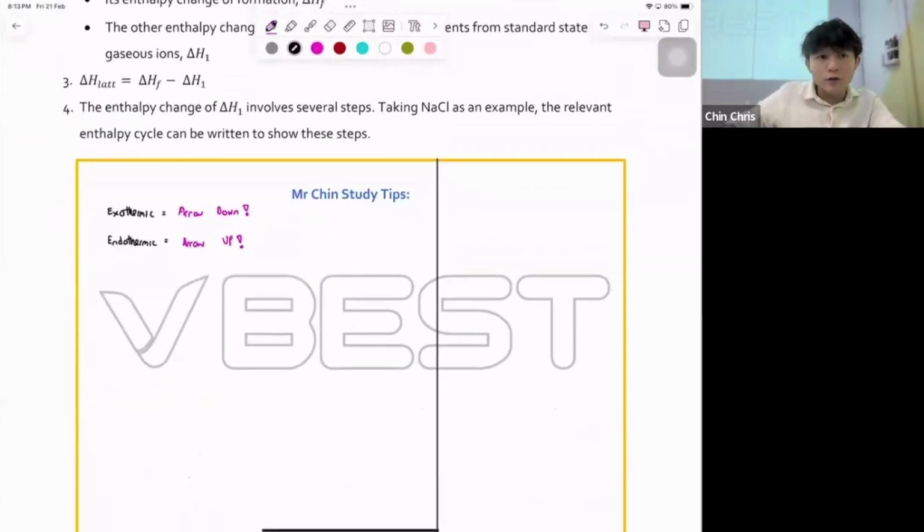Alright, guys, to construct your Born-Haber diagram, first, what I want you guys to do is draw a ground state. And after that, state the product.